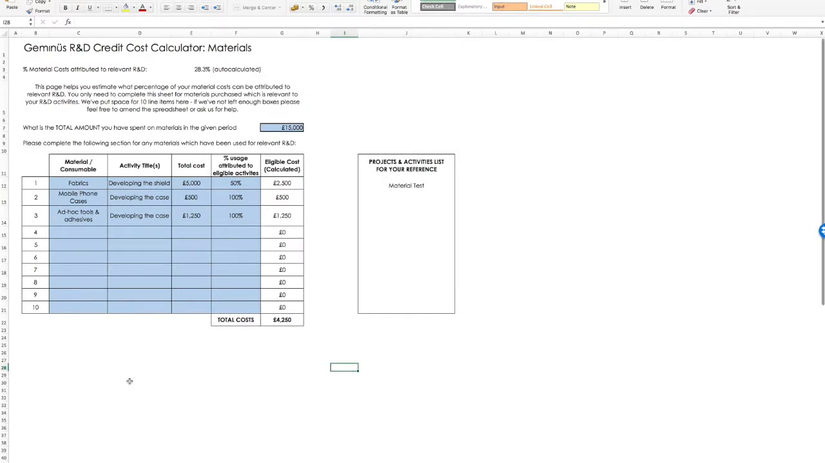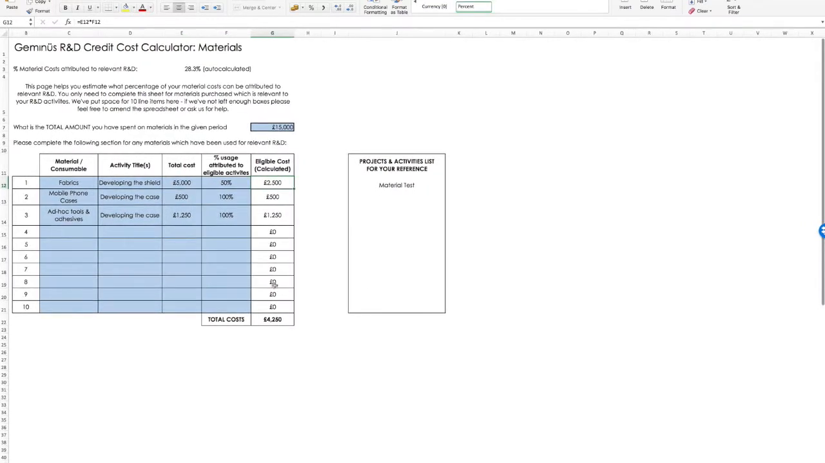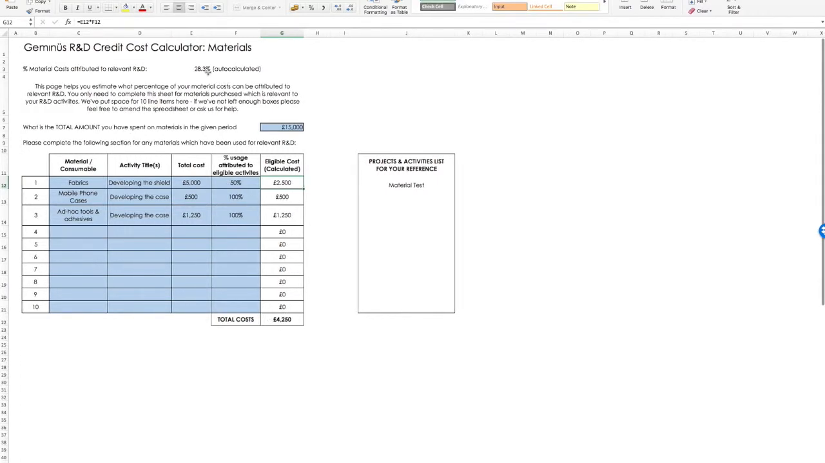Materials, again, exactly the same. You enter your total amount here. For materials, consumables, you enter the title, the activity title, the total cost, the percentage usage, and everything else is calculated. That's the cost for that line item, that's the total cost, and that's the percentage, 28.3.